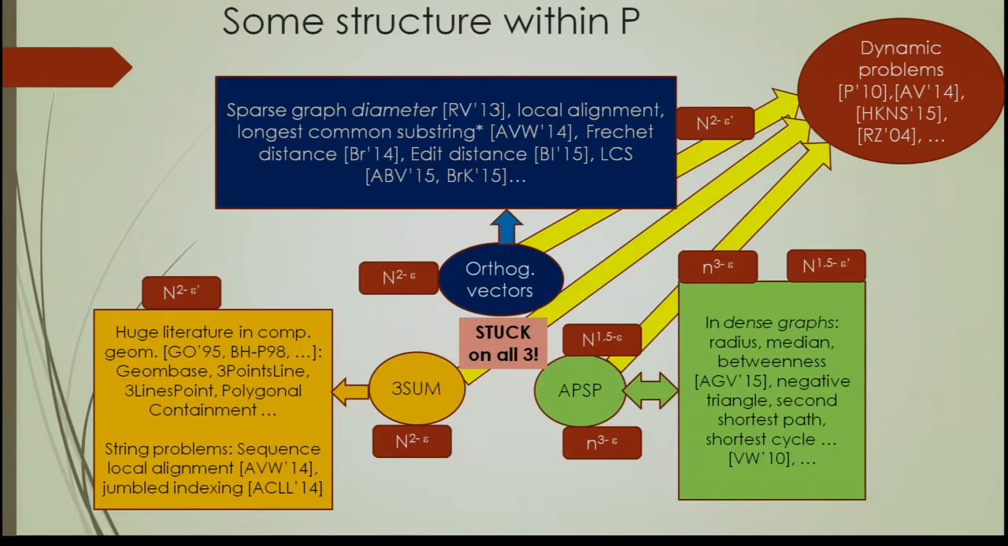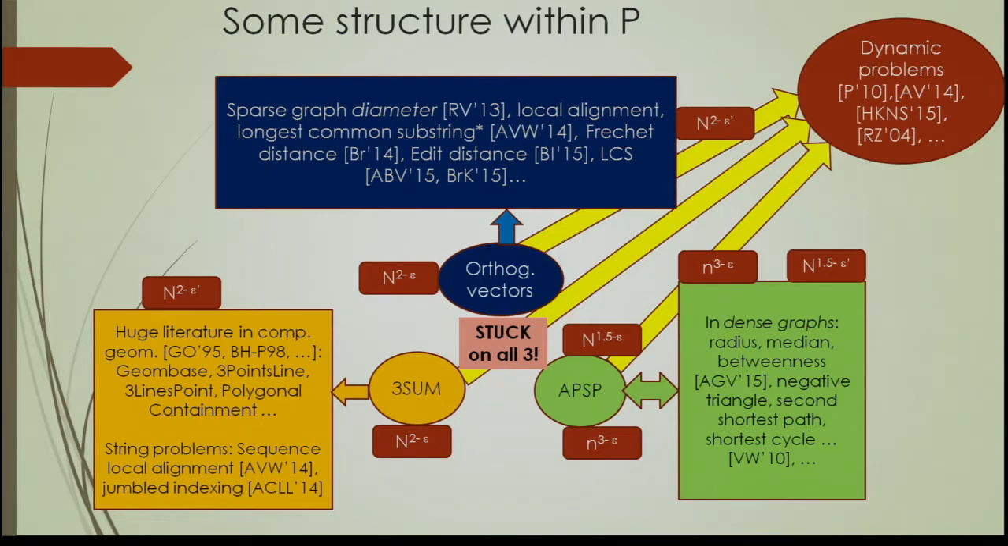So if you believe that orthogonal vectors is hard, then a lot of problems in different parts of computer science would also be quadratic hard. They will require n squared time essentially. Okay. So again, there are very few equivalences, maybe one or two, between this problem and others, but it implies hardness for many.